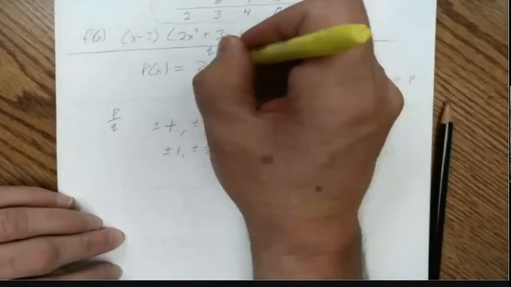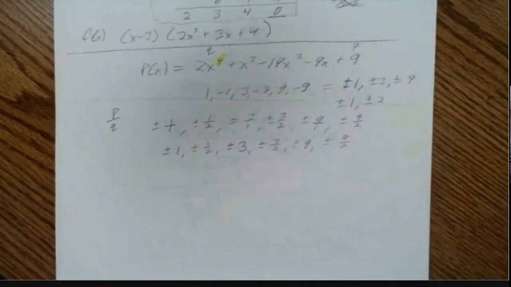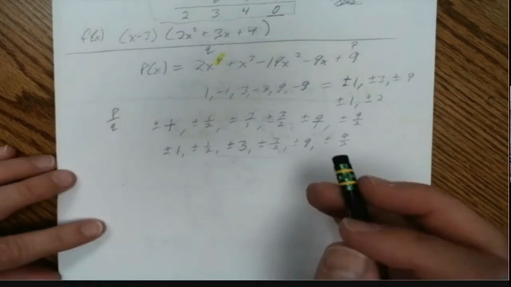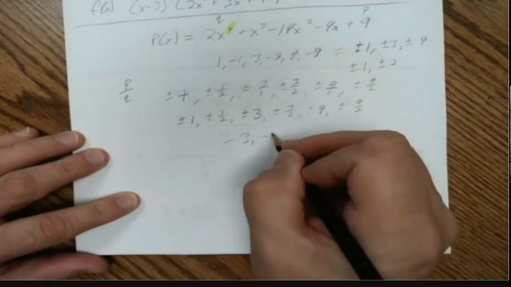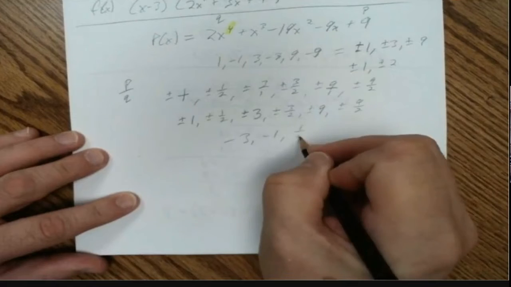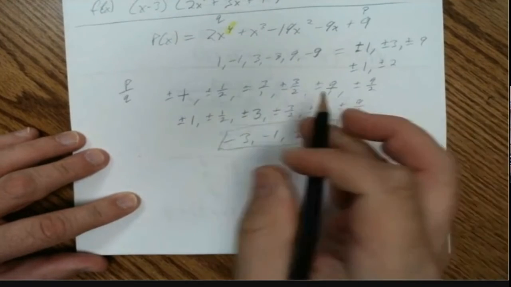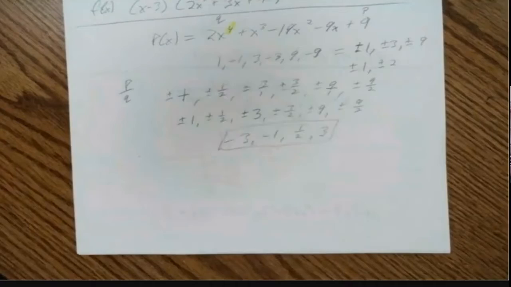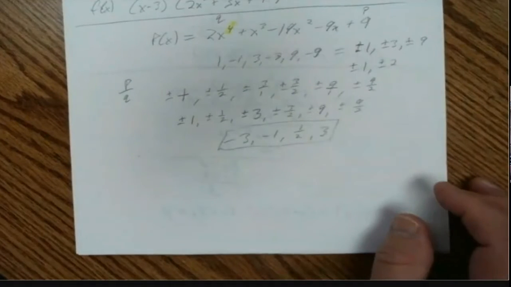Now, since this is a polynomial of degree 4, 4 is the maximum number of roots it has. Once you find 4, you can stop because there are not any more than that. So it turns out -3, -1, 1/2, and +3 are the 4 zeros for this, but there will not be more than 4, because it can have less than 4. It just cannot have more than 4.